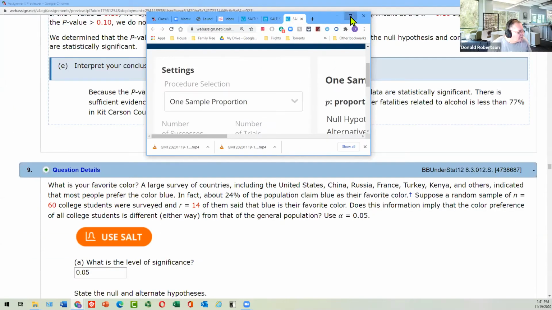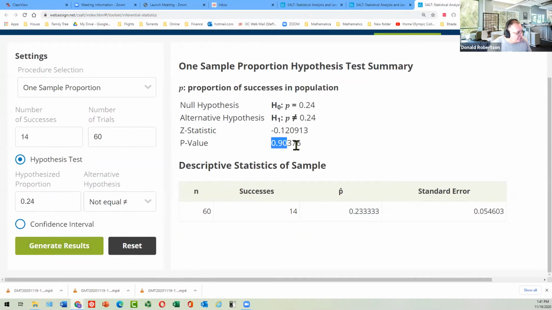Wow. I was just surprised. Do you notice how big that p-value is? It's 0.9. Well, it's not a surprise. I just did the calculation. Do you know 14 out of 60 is about 0.23? It's virtually the same number as 24, so no wonder it's so big.